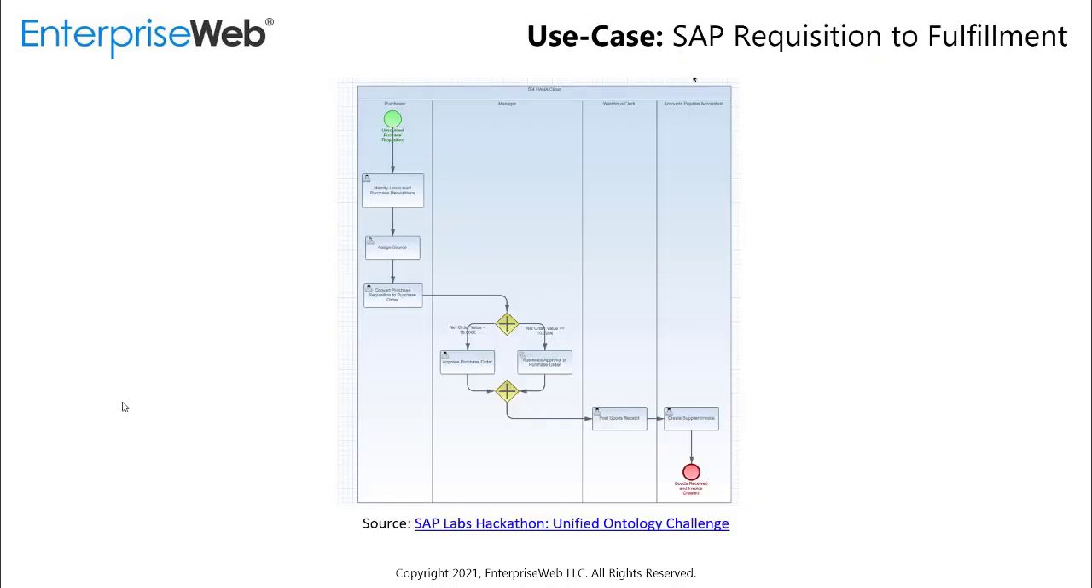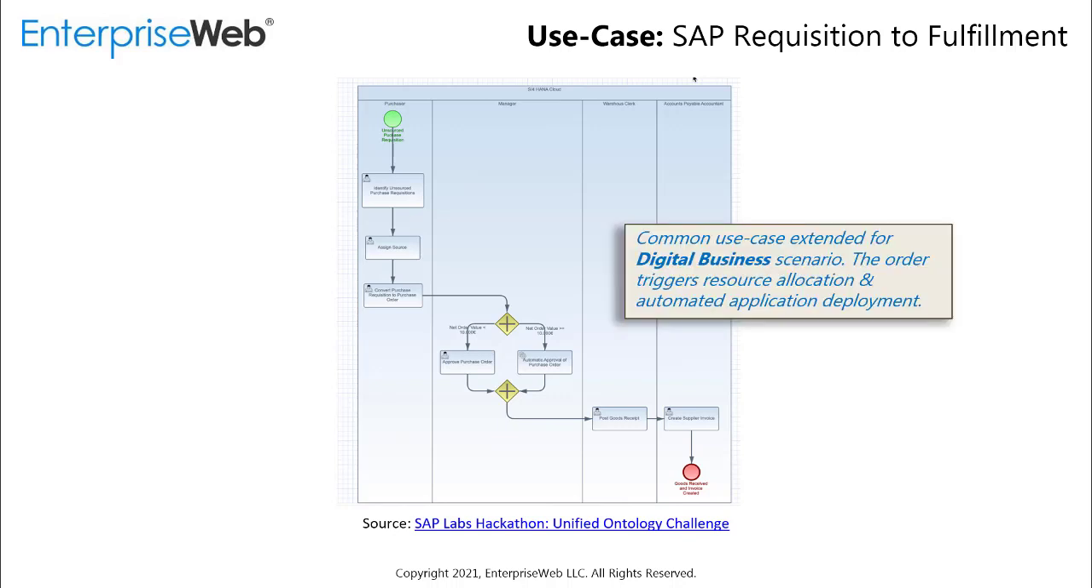So the use case today is SAP requisition to fulfillment. It's very well known in the SAP world, and we're going to start with this business process, this BPMN flowchart. We're going to import it. We're going to extract all the user tasks, process logic, and endpoints out of it. And we're going to generate a full-blown implementation with the integration done and user interfaces in place.